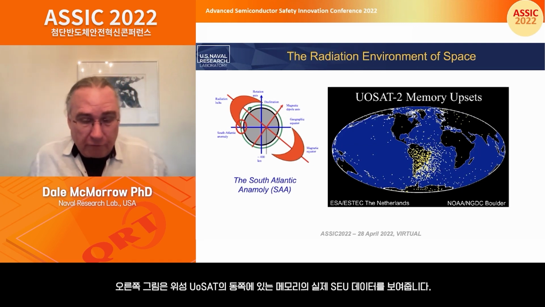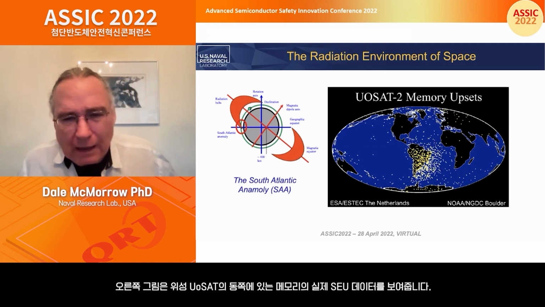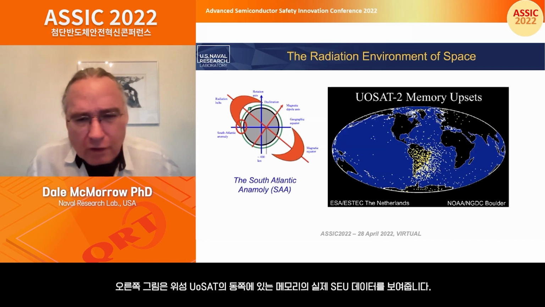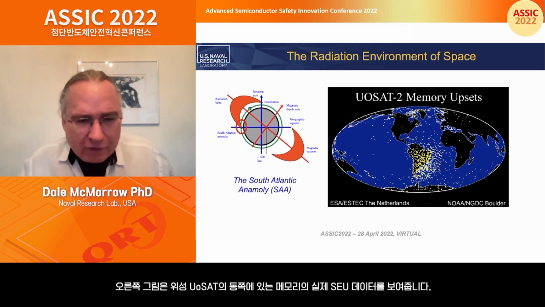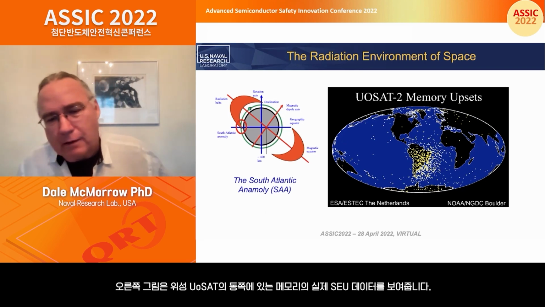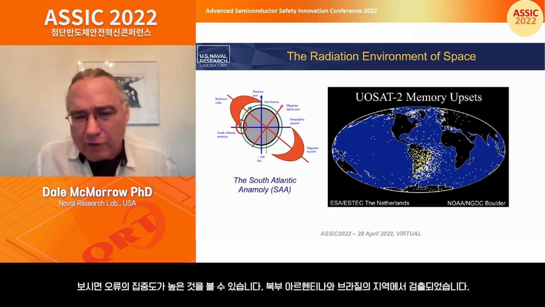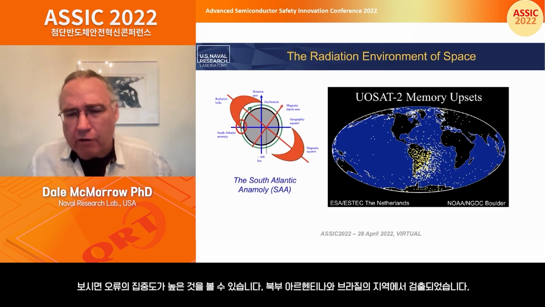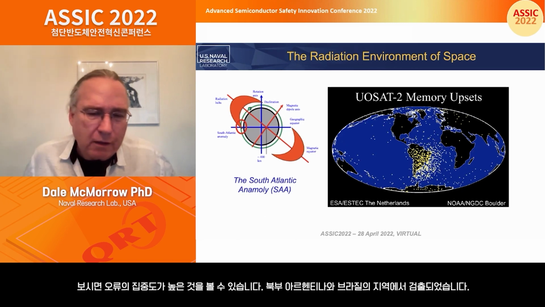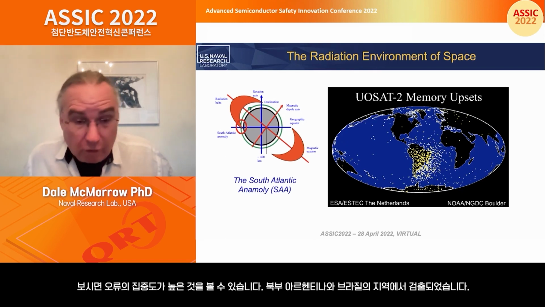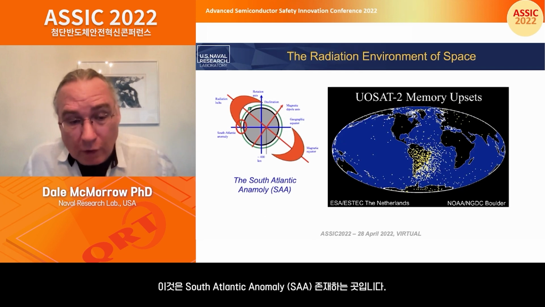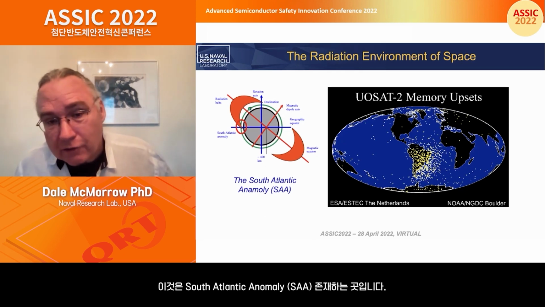That area is referred to as the South Atlantic anomaly. The figure on the right shows actual SEU data from a memory on an ESA satellite, UoSat. I forget the year of this, but you see the high concentration of errors detected in the region over basically northern Argentina, Brazil. This is where the South Atlantic anomaly exists.